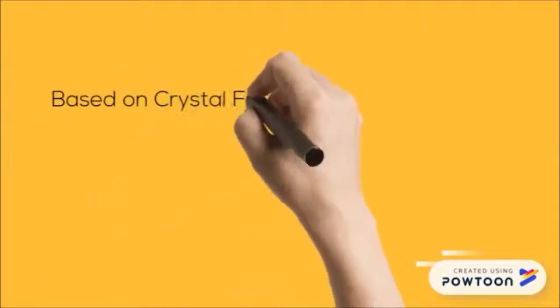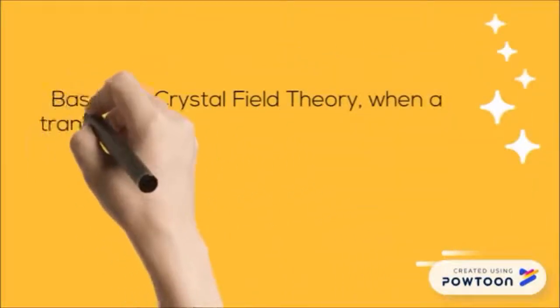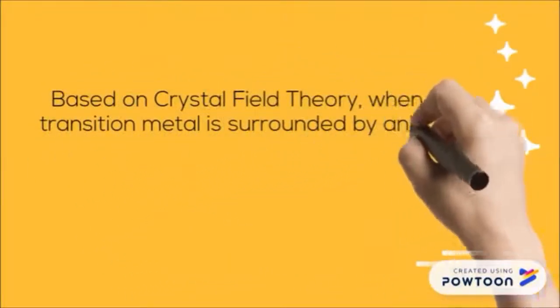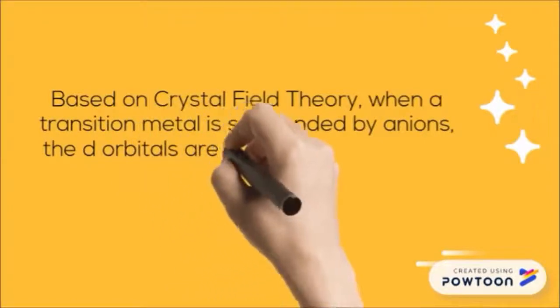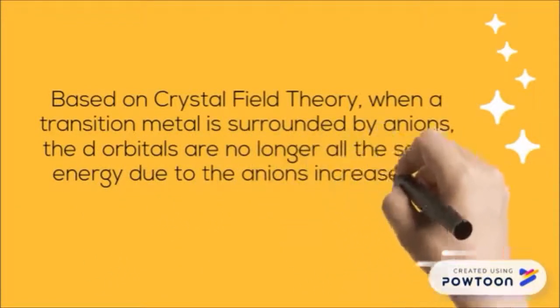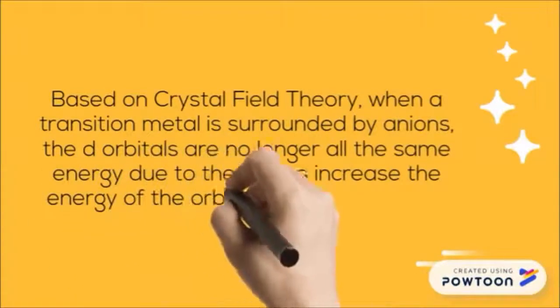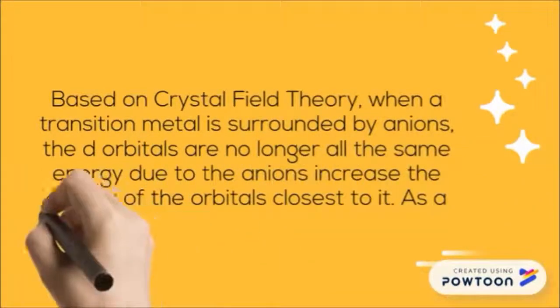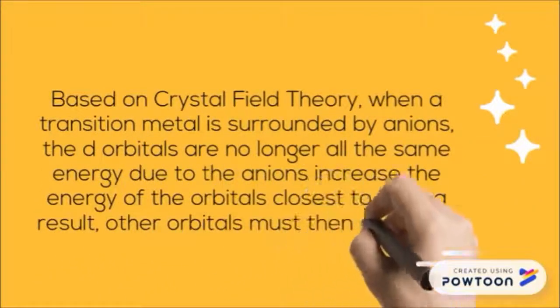Based on crystal field theory, when a transition metal is surrounded by anions, the d orbitals are no longer all the same energy, due to the anions increasing the energy of the orbitals closest to them. As a result, other orbitals must then decrease in energy.